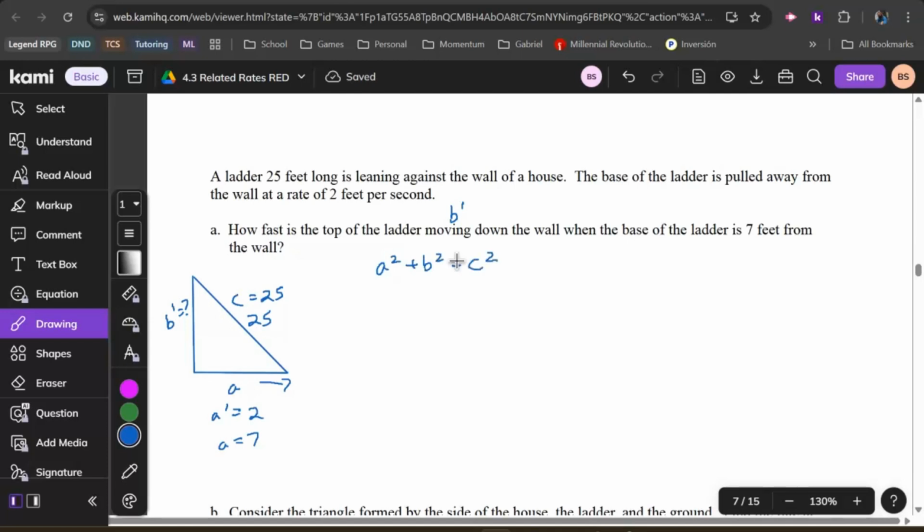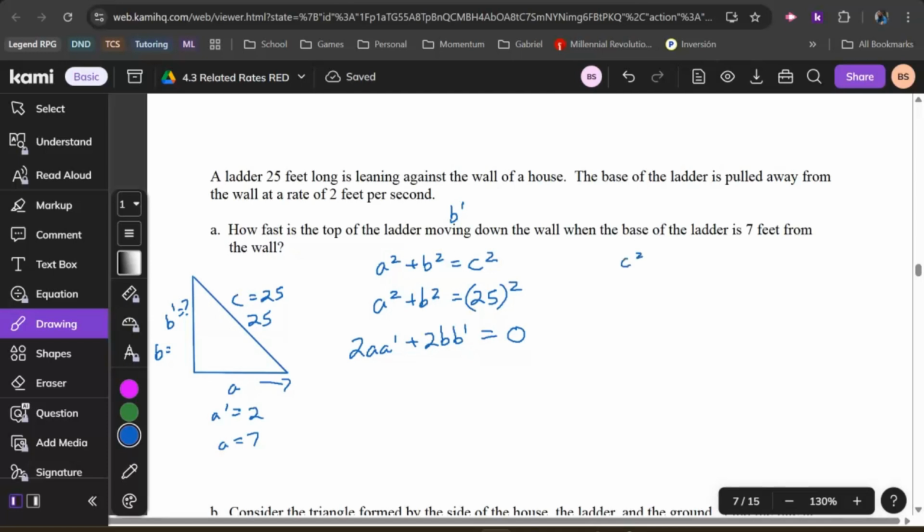Excellent. Now, before we differentiate, remember we don't plug in any constants. Well, in this case, the ladder doesn't change size, so it's just 25. Now we can differentiate. And we get 2AA prime plus 2BB prime equals 0. Now the issue is if we start plugging these things in, we're going to see that we don't have B. We need to find B to do this. But luckily, we have a triangle, and we can just use Pythagoras at the exact instant when A is 7.